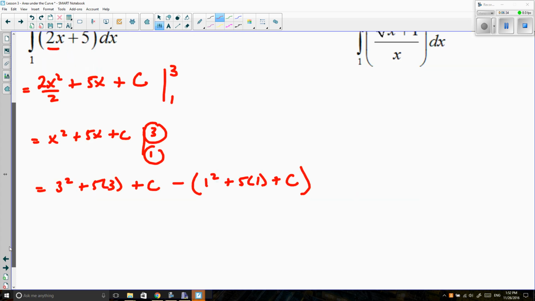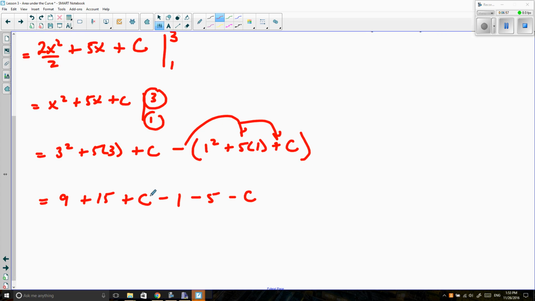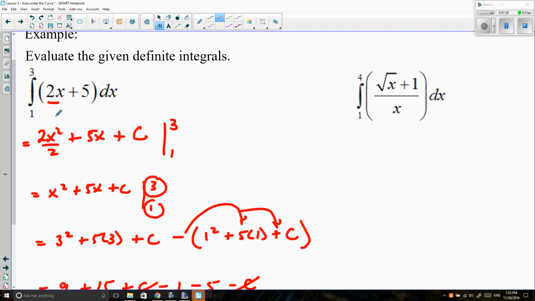Okay, so out of this, I should get a single number. So I'm going to simplify. I get 9 plus 15 plus c minus 1 squared gives you 1. And then this minus distributes into here, by the way. So I get a minus 5, which is 5 times 1, and then a minus c. So we should see why, once again, we don't have to write the c value all the time anymore, because of how the fundamental theorem works, the c values actually end up canceling out. So my answer is going to be 9 plus 15 minus 1 minus 5. And my first evaluation here is going to end up being positive 8. So that right there is my value for my definite integral of 2x plus 5 from 1 to 3.